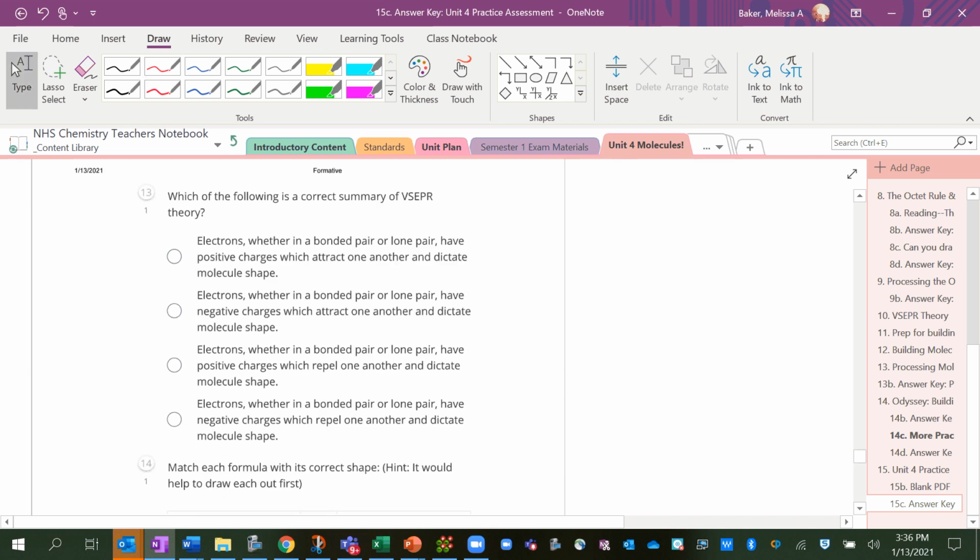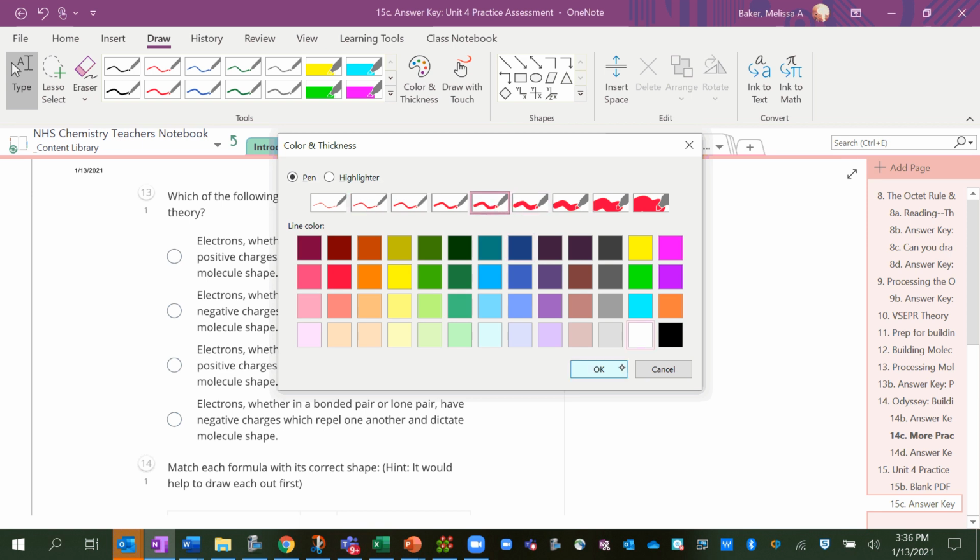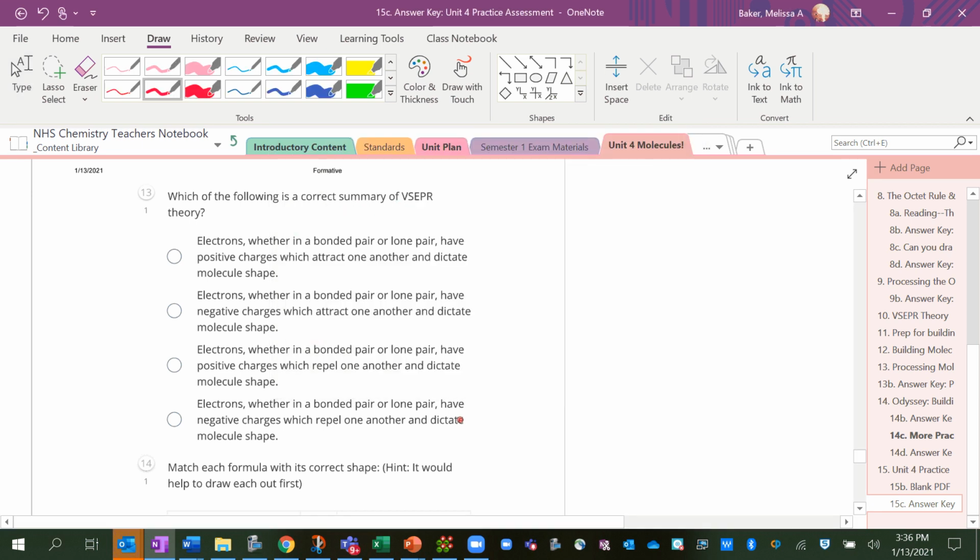Which of the following is a correct summary of VSEPR theory? Electrons, whether in a bonded pair or lone pair, have positive charges. No, electrons have negative charges. Electrons, whether in a bonded pair or lone pair, have negative charges which attract one another. No, they repel. Electrons, whether in a bonded pair or a lone pair, have negative charges which repel one another and dictate the molecule shape. Yes.